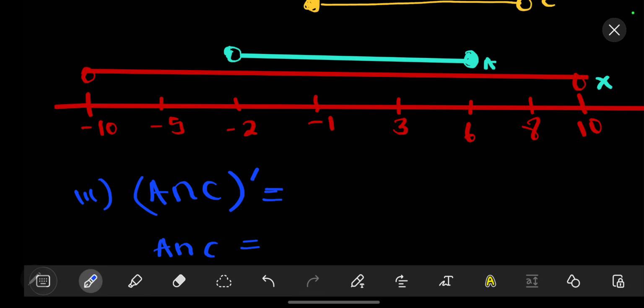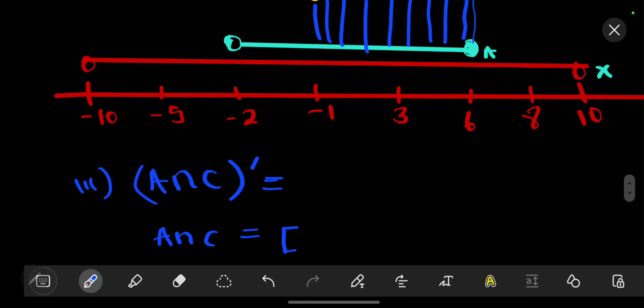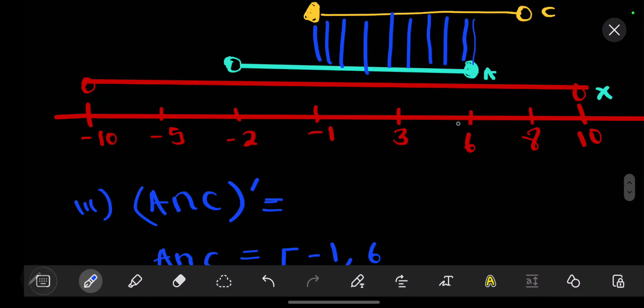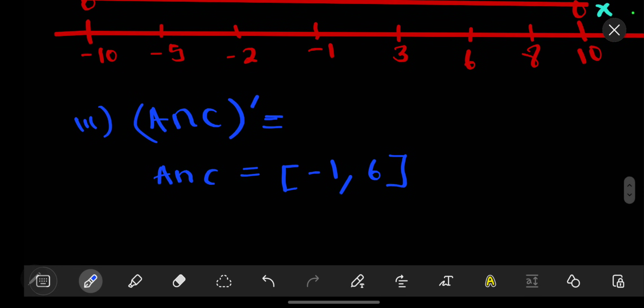So a intersection c is, where do we have both? So it is at this point. We can shade for a and c from this point until we reach this point. So this is what we have, until that point. So this means that negative 1 is included in both a and c. So we can say that a intersection c will be equal to, including negative 1 up to our 6, which should also be included since it is found in both a and c. Then we have square brackets like that.